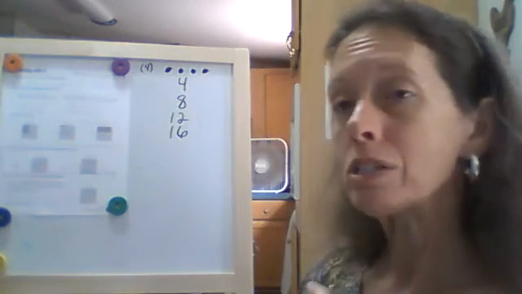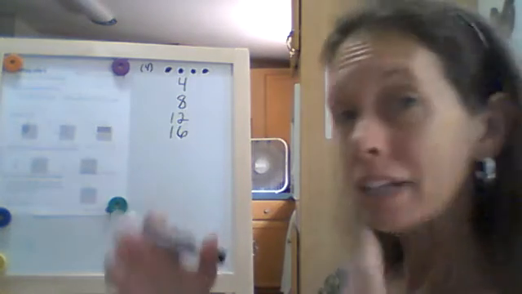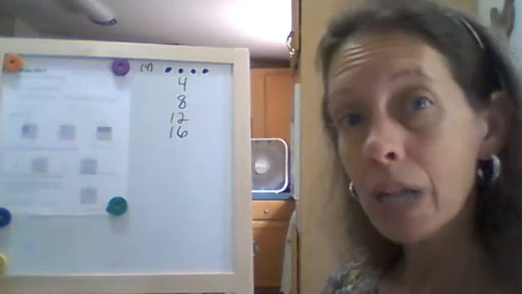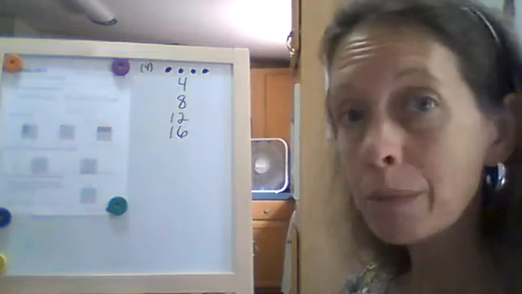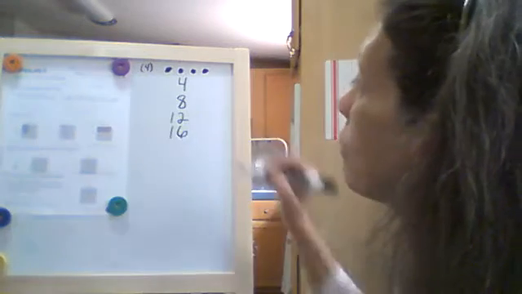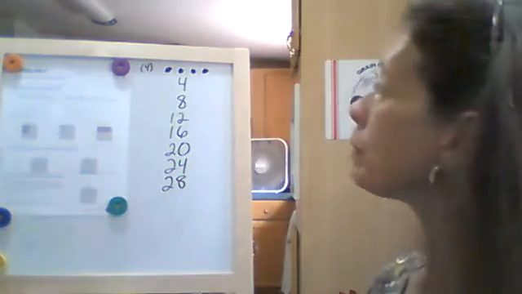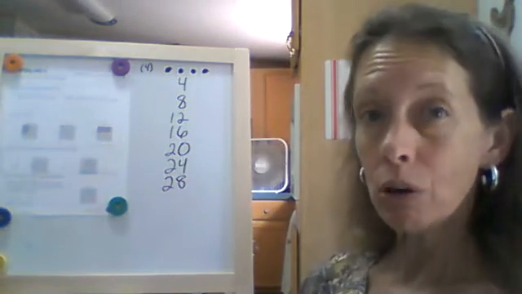There are other ways to do this. I know my times table. I know my 4s times tables. If you know your 4s times tables, you're going to go 4 times 1 is 4, 4 times 2 is 8, 4 times 3 is 12, 4 times 4 is 16, 4 times 5 is 20, 4 times 6 is 24, 4 times 7 is 28. Okay? So you can use that if you know that.